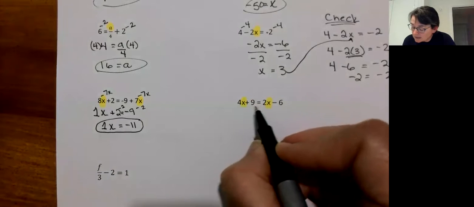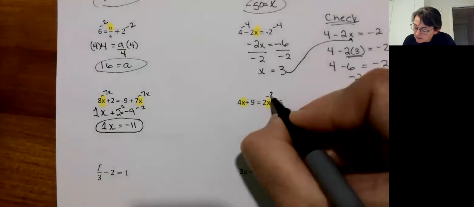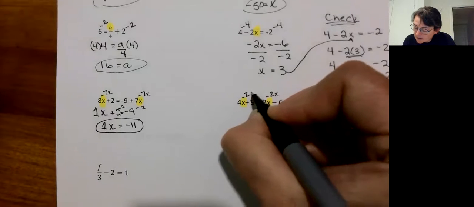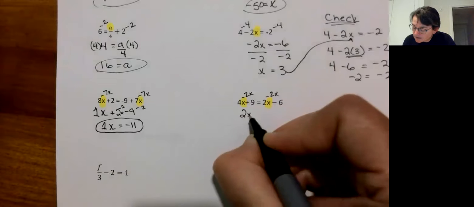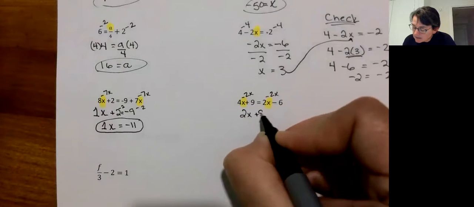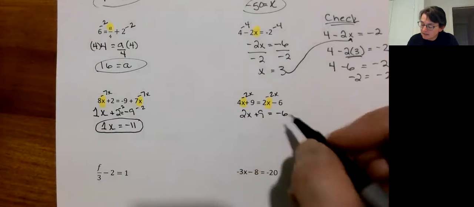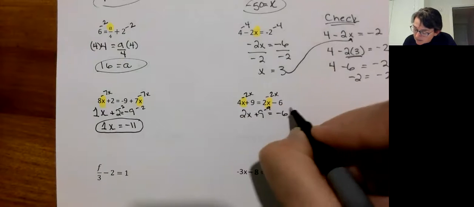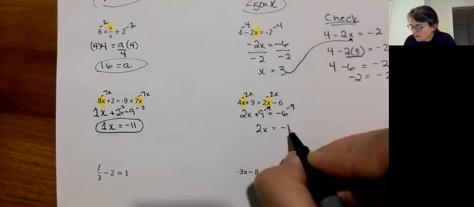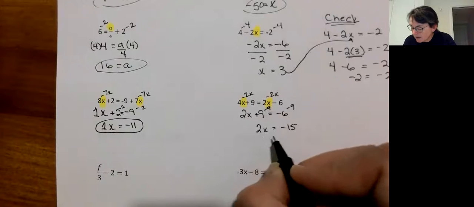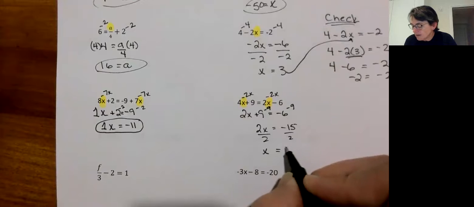All right, 4x plus 9 is 2x minus 6. So I'm going to move my 2x over. 4x minus 2x is 2x plus 9 is equal to minus 6. Now I want to move my 9 to this side. So minus 9 minus 9. 2x is equal to minus 15. Divide by 2. X is equal to minus 7.5.